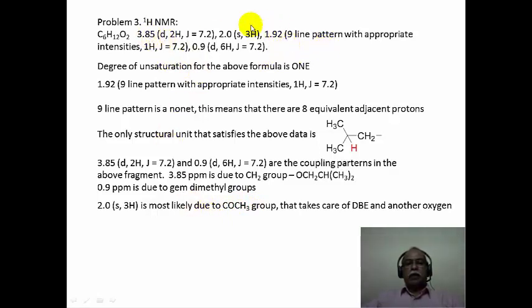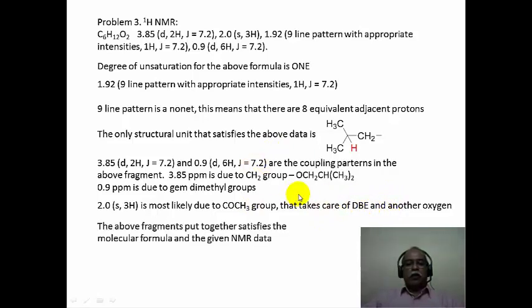You can see from the NMR that there are no aromatic hydrogen. So most likely the 2 ppm signal with a 3 hydrogen intensity only corresponds to an acetyl group, and it also takes care of the double bond equivalence and another oxygen in the molecular formula. So putting all these fragments together, the structure of the molecule most likely is isobutyl acetate, as the structure of the compound that we have elucidated. It is a fairly simple structure.